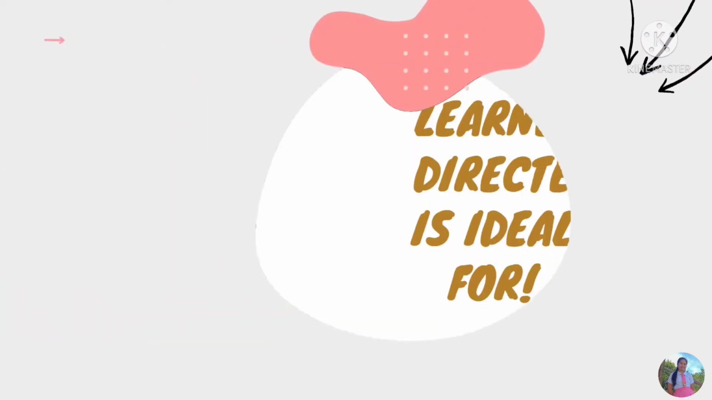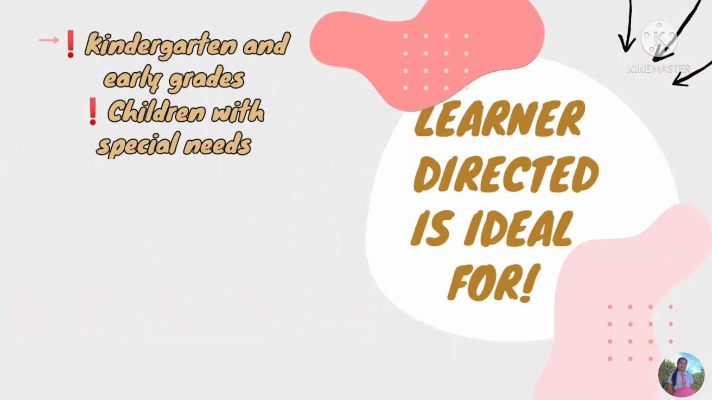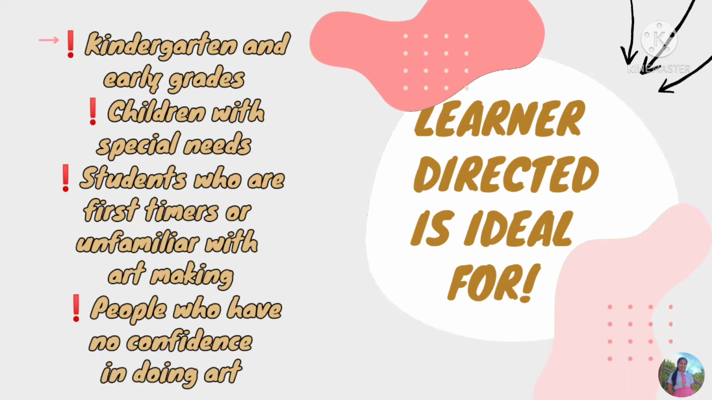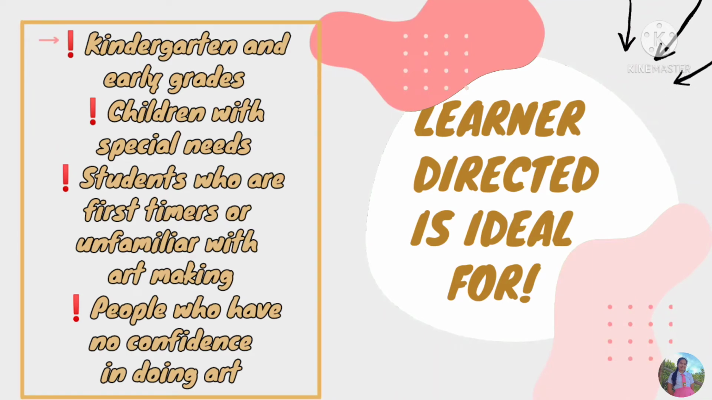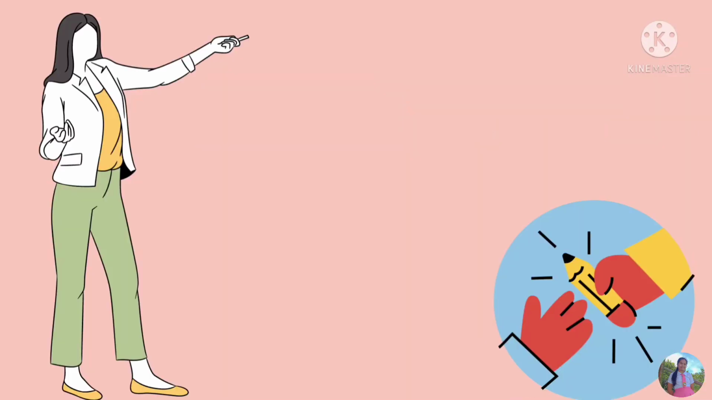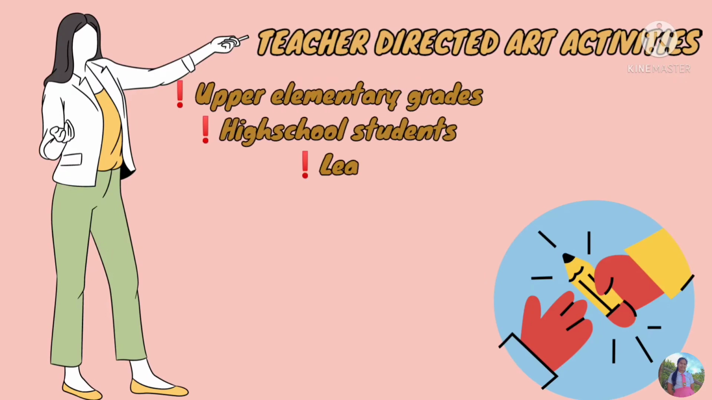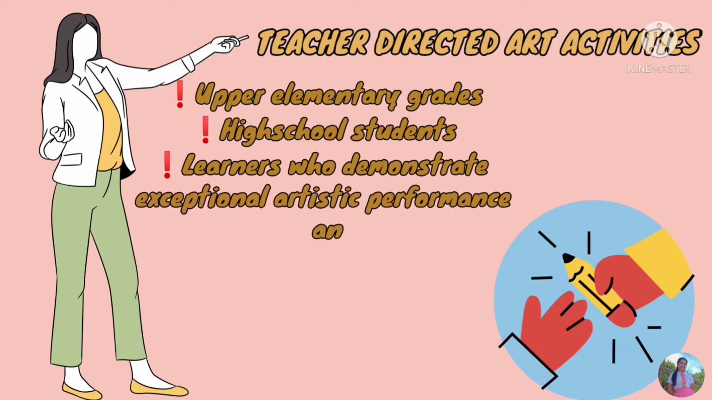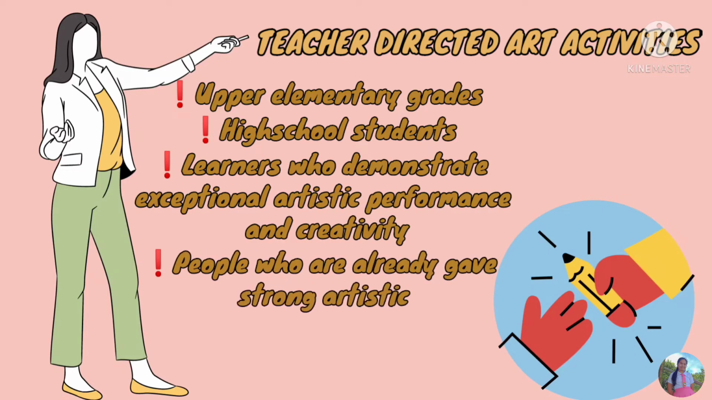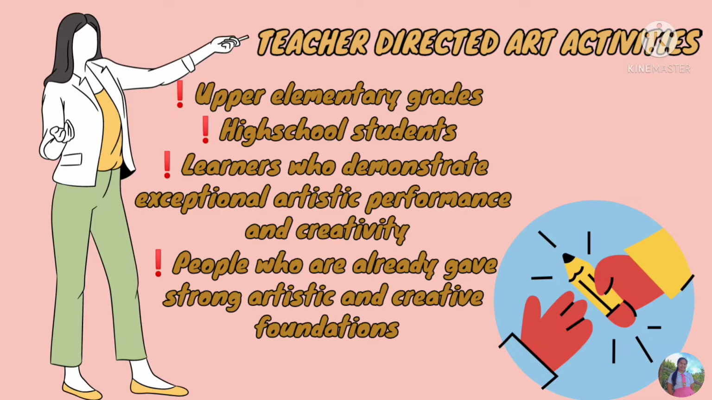Learner-directed is ideal for kindergarten and early grades, children with special needs, students who are first-timers or unfamiliar with art making, and people who have no confidence in doing art. Teacher-directed is ideal for upper elementary grades, high school students, learners who demonstrate exceptional artistic performance and creativity, and people who already have strong artistic and creative foundations.